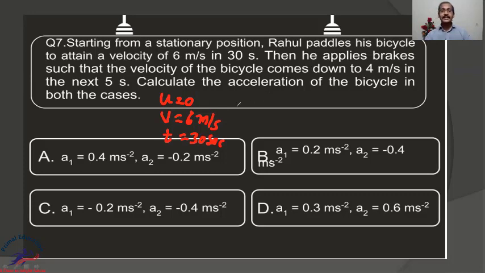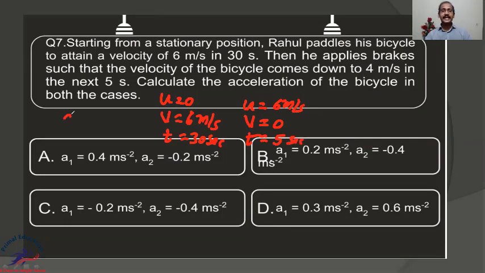Whenever he applies the brakes, this 6 meters per second is considered the initial velocity now. Once he applies the brakes, what will happen? It comes to rest. So final velocity will be 0. Time will be 5 seconds. Now, acceleration in both the cases.